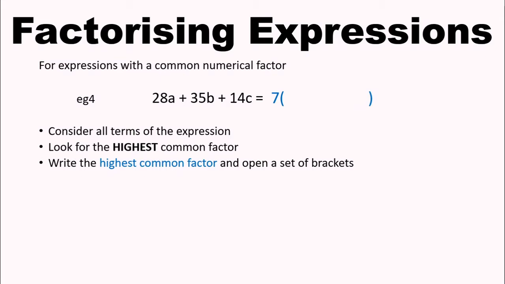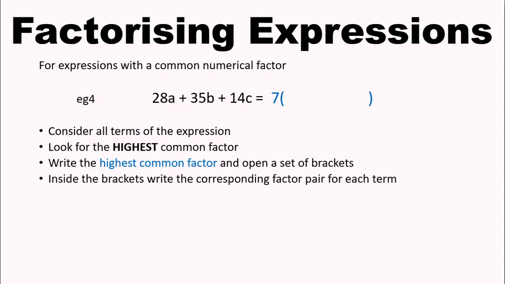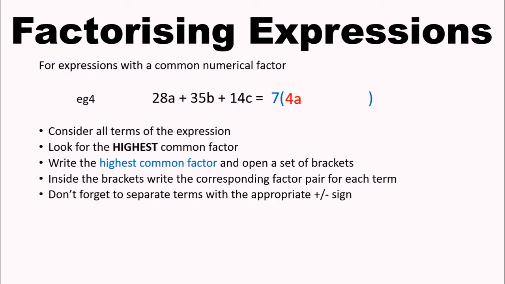So Khloe can make 7 gift bags with exactly the same number of pieces of makeup, pairs of shoes, and jewelry inside. Let's work out what 28a would be if we divided by 7. So find the factor pair. 28 divided by 7 is 4. So 28a divided by 7 would be 4a. Write that factor pair inside the bracket. The next term, if I divided it by our highest common factor 7, would leave me with 5b. But don't forget the plus or minus sign that separates the terms from each other. The next term was positive, so our next term will be plus 5b.